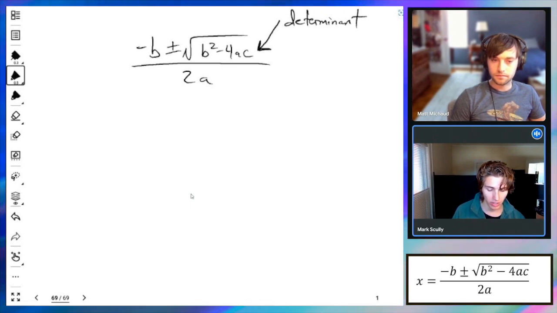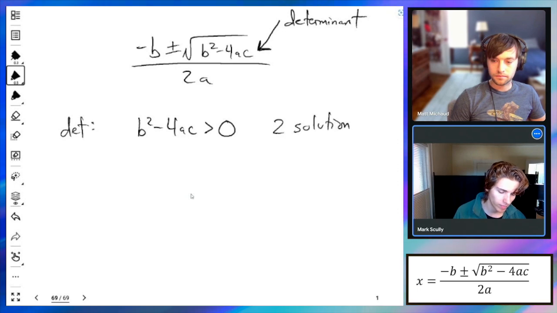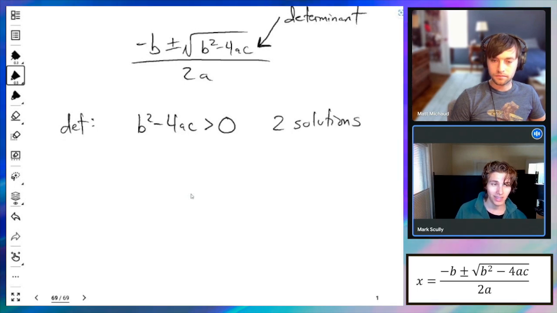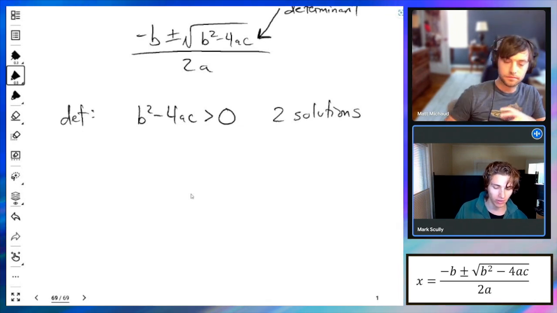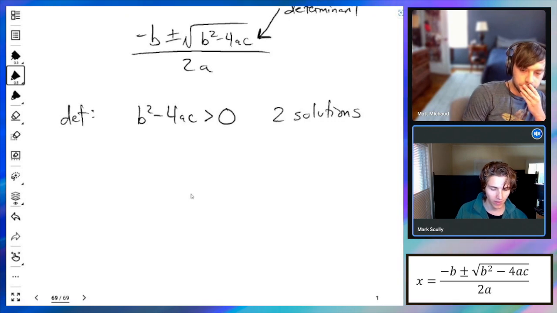So the determinant's really useful because of b squared minus 4ac. If this is greater than 0, you have two solutions. And this makes sense because if it's greater than 0, then you're going to get an actual positive value here. And if you take the square root of a positive value and do plus or minus of that, it's going to give you two possible answers.